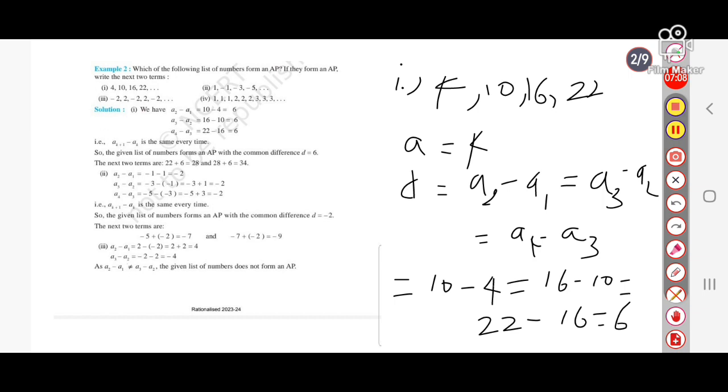Now the example's third subdivision: minus 2, 2, minus 2, 2, minus 2, and it goes on. They are asking us to find whether this forms an AP. By the question itself we can tell that this doesn't form an AP because it repeats the same set of sequence, so the common difference will not be the same. We will just check whether it is true or not.